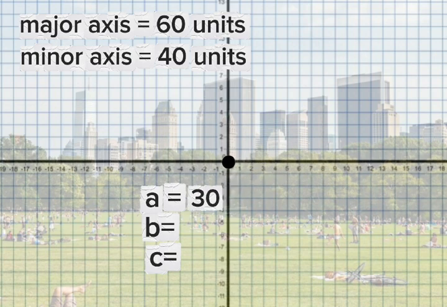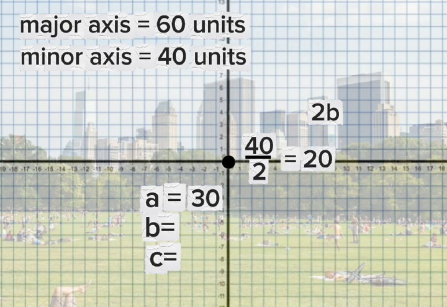Now let's find out the value of our B. Since the formula of our minor axis is 2 times B, let's use it the other way around and divide 40 by 2. 40 divided by 2 is equal to 20. Therefore, the value of our B will be 20.